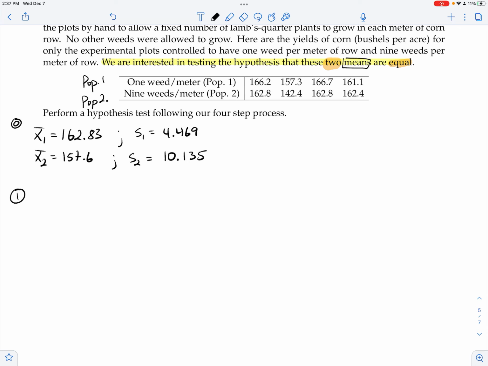Step 1, I want to compute the null and the alternative hypothesis. So if nothing is going on, then the two means are equal. The presence of these weeds doesn't change the yield. If something is going on, then they're not equal. That's what we want to study here, equals, not equals.